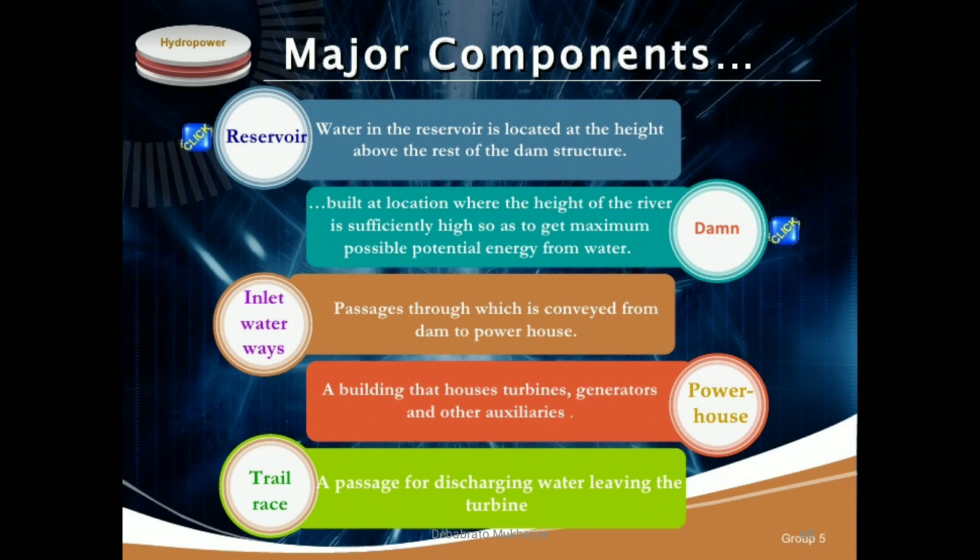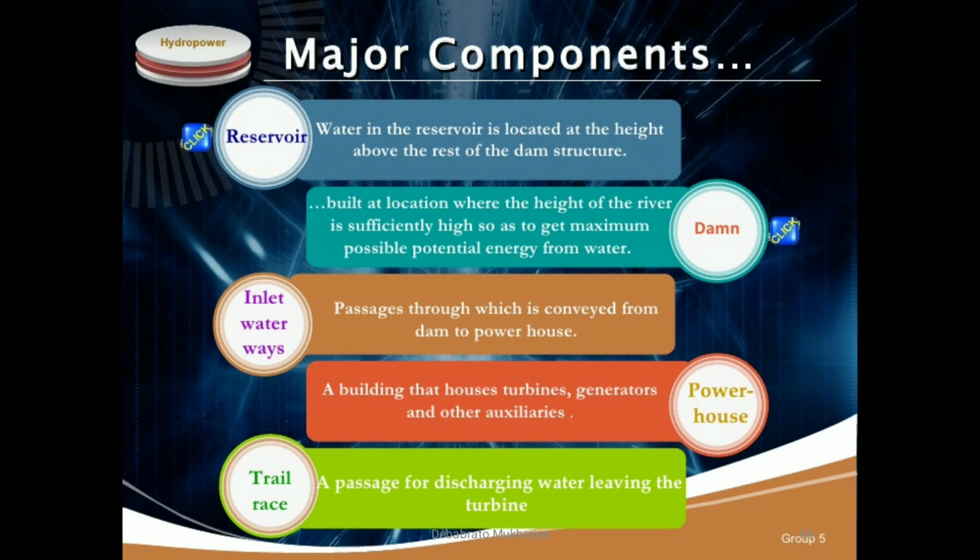These are the water components in a hydropower plant. First is the reservoir. Water in the reservoir is located at the highest level, or you can say at a height above the rest of the dam structure. The level of the height is just above all the structure of the hydropower plant.